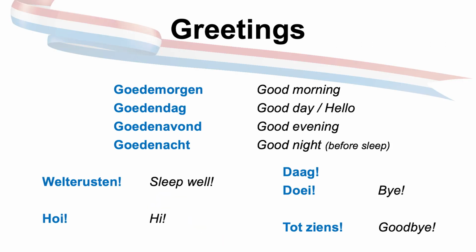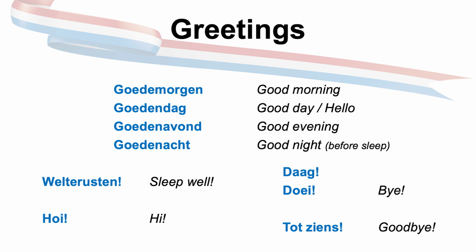Let's now turn to some useful phrases. Let's start with greetings. Goeiemorgen, goeiedag, goeiemiddag, goeienacht. These phrases mean good morning, good day, good evening, good night. Notice that in Dutch, the phrase good night, goeienacht, is usually reserved for the period immediately prior to when someone goes to sleep. Good evening, goedenavond, is more usual for any time in the evening prior to that.